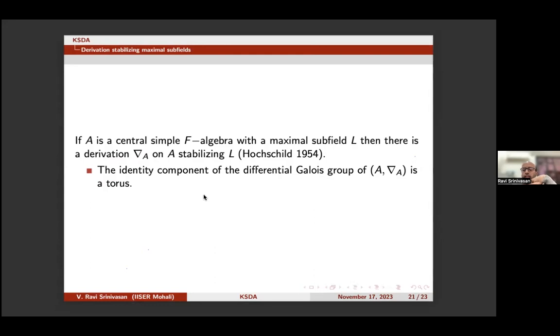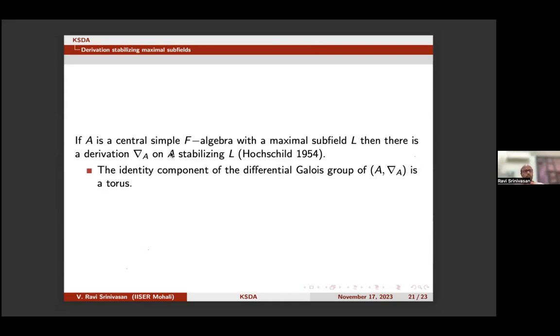So this result has the following significance. If the derivation stabilizes a maximal subfield, then one can show that the identity component of the differential Galois group is actually a torus. This fact follows from an observation. I haven't written the proof down, but maybe I can just say the gist of it.